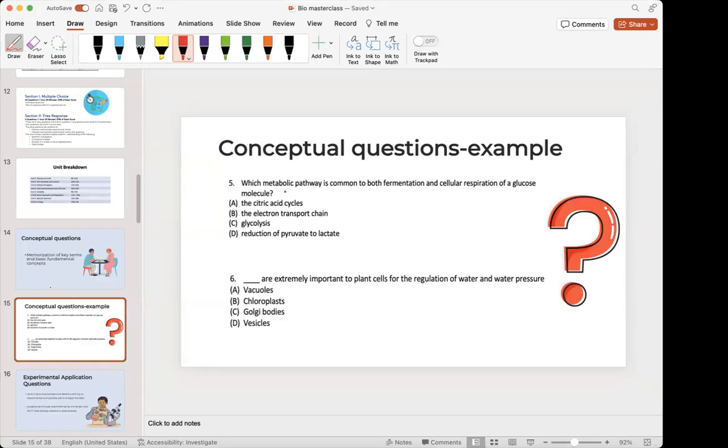Another one, for example, is, blank are extremely important to plant cells for regulation of water and water pressure. Again, a very, very straightforward question. It's really just asking you for the definition of this one. Typically students don't struggle with these ones, but it does show you that you still need to have some sort of concept of memorizing the important terms. Not all the terms, but the really important ones. So obviously understanding the different parts of cellular respiration is big.